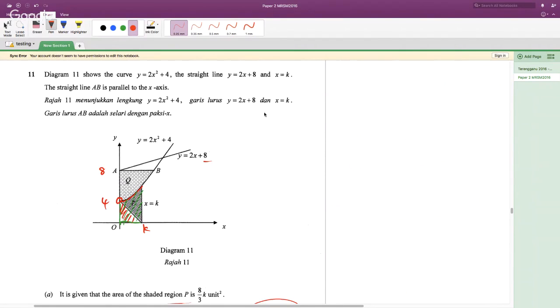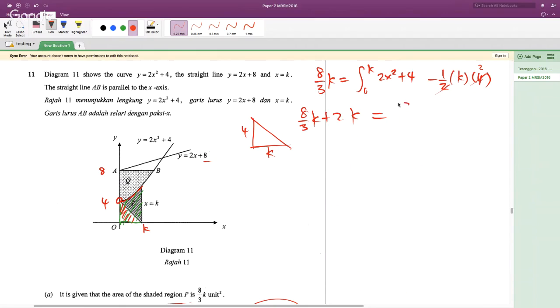Since this is k, the area of the triangle is quite simple. The height is 4, this is k. Therefore, the area of the shaded region equals the integral of the curve from 0 to k, 2x squared plus 4, minus the triangle. The triangle is half multiplied by base multiplied by height. Then I will solve this one. This one basically is negative 2k. I move it to the other side, it becomes plus 2k.